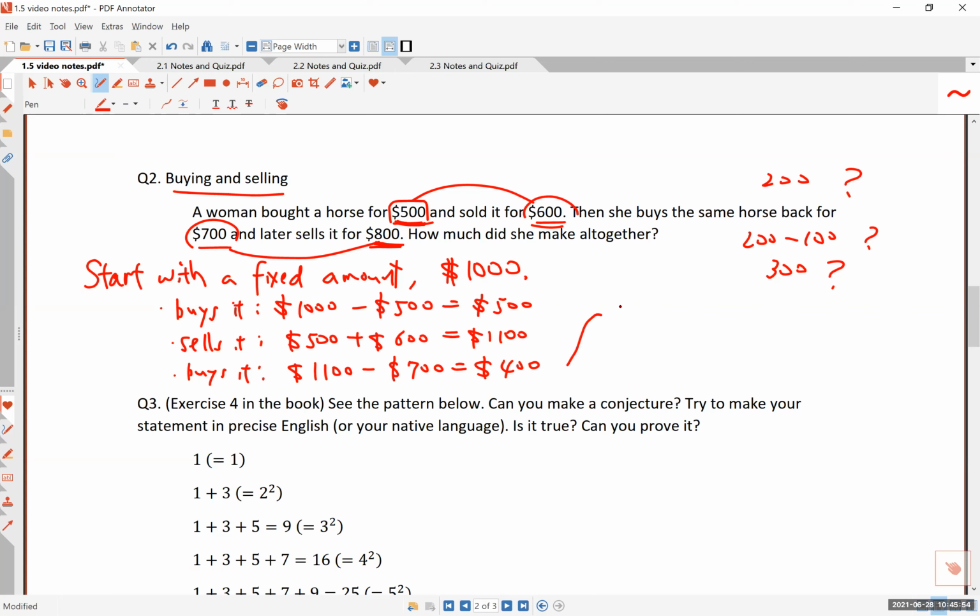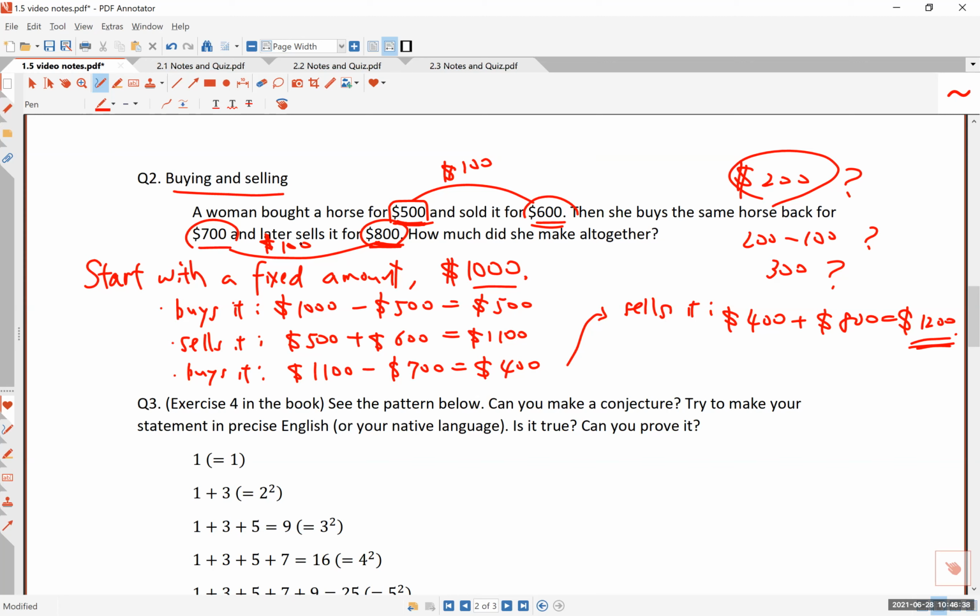But later she sells it. And so this time she sells it for $800. So now, in addition to the 400, she gains $800 more, and she ends up with $1,200 without the horse. And that's it, right? So she started with 1,000 and she ends up with 1,200. So the answer happens to be $200. That's how much she made, okay? And that happens to be exactly the sum of the first profit she made and the second profit she made, right? She made $100 on each of these pairs of transactions.